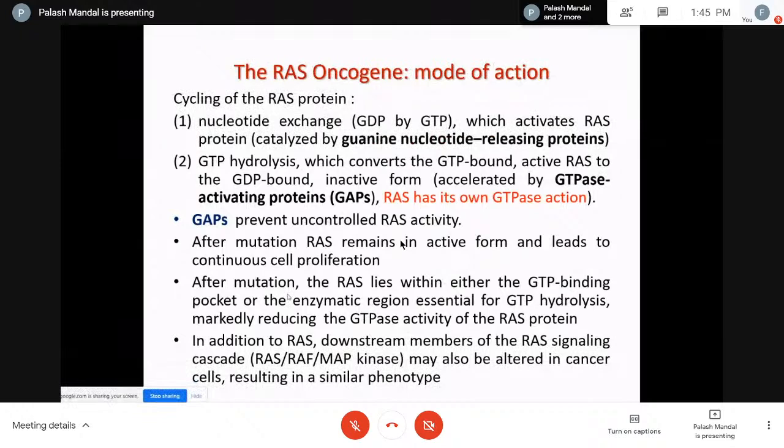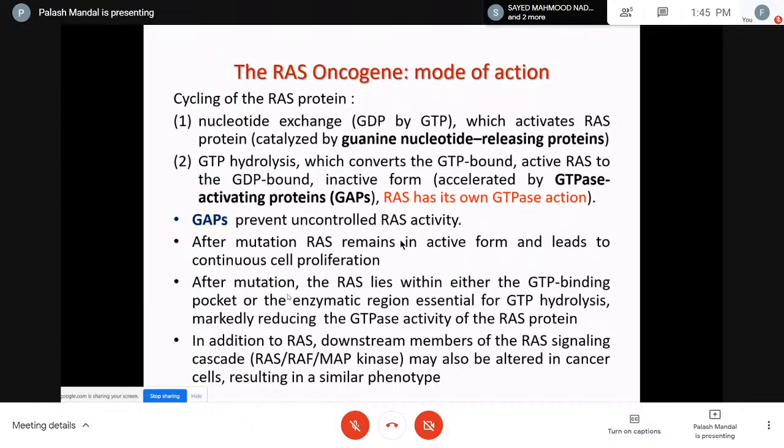So what happens normally is that there is a cycling which goes on. Cycling means from the active to inactive, inactive to active. While it is activated, this is catalyzed by the guanine nucleotide releasing proteins. Releasing proteins are the ones which release the GDP, and they attach the GTP, thus activating RAS. So that is the releasing protein.